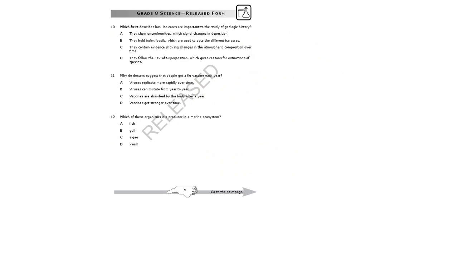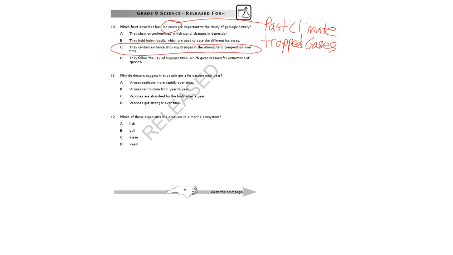Which best describes how ice cores are important to the study of geologic history? Okay? So as soon as you see ice cores, I want you to think past climate. I want you to think trapped gases. So they show evidence of changing atmospheres. All right? So I'll see you in part 2.